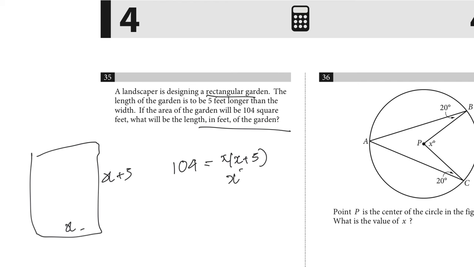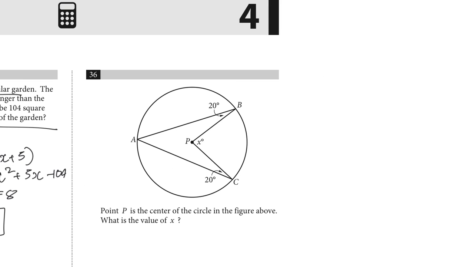Pretty simple again. x squared plus 5x minus 104 is equal to 0. Just find the value of x. Maybe you can do this in the calculator, or it's actually easier to solve anyway. We get 8. So if x is equal to 8, then the length is going to be 8 plus 5, which is 13. Let's move to the next one.